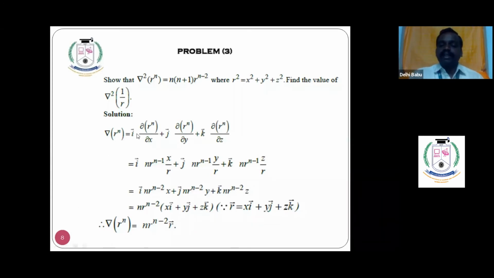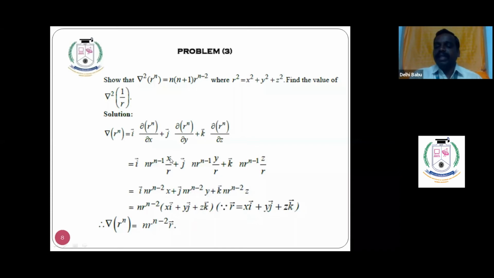Del is nothing but i vector ∂/∂x of r^n plus j vector ∂/∂y of r^n plus k vector ∂/∂z of r^n. What is the differentiation of r^n? Like x^n, whose differentiation is n x^(n-1), in this case r^n differentiation is n r^(n-1) into r with respect to x. So r with respect to x means ∂r/∂x.